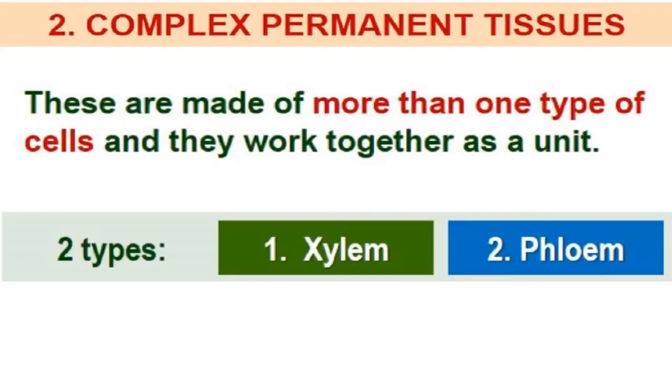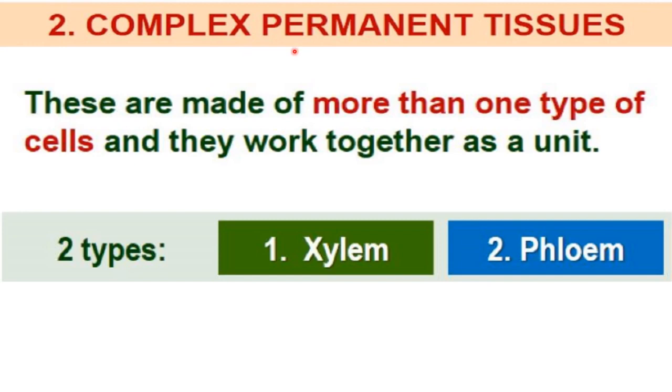So what is complex permanent tissue? Complex permanent tissues are made up of more than one type of cells and they work together as a unit. Okay, so in a tissue, more than one type of cells are present, but all the types of cells combinedly work to perform a particular function. So such type of tissue is called complex permanent tissue.